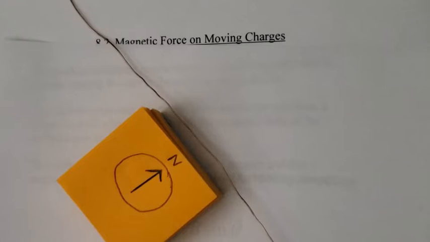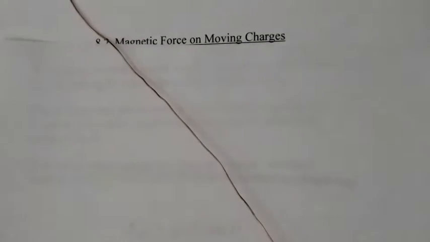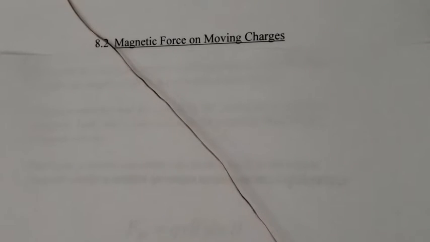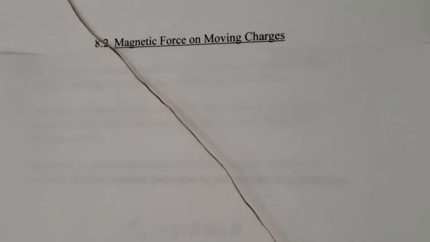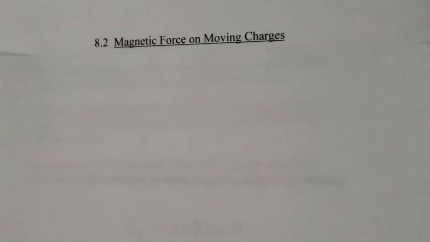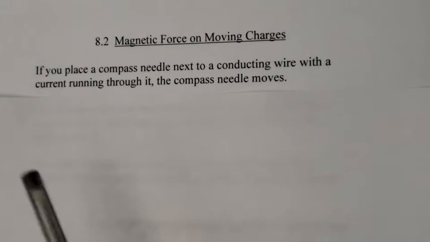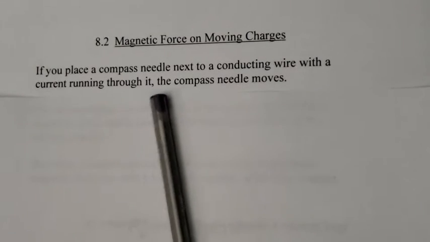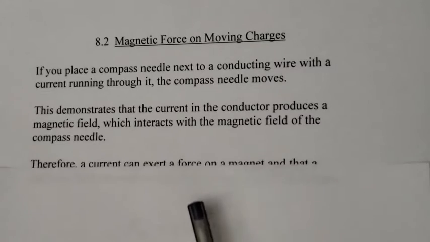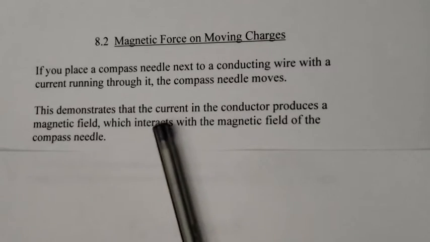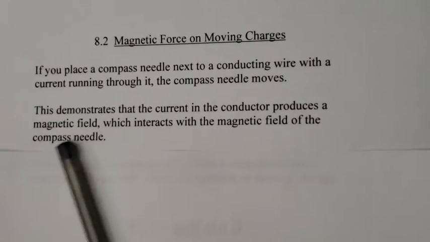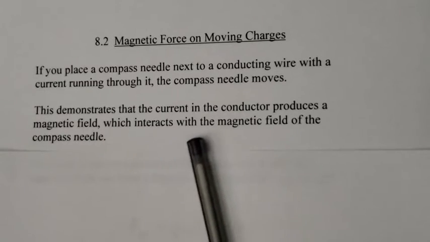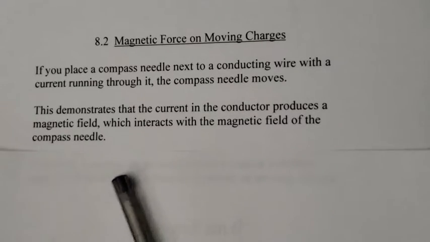Well, the only thing that will cause a compass needle to move is another magnetic field. So it leads us to conclude that when you have a current running through a wire, it produces a magnetic field around it. So let's read a little more. It says, if you place a compass needle next to a conducting wire with a current running through it, the compass needle moves. This demonstrates that the current in the conductor produces a magnetic field, which interacts with the magnetic field of the compass needle.